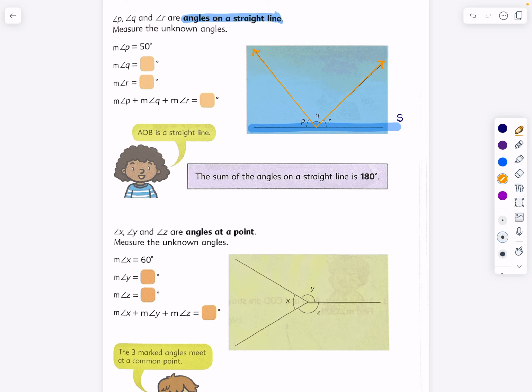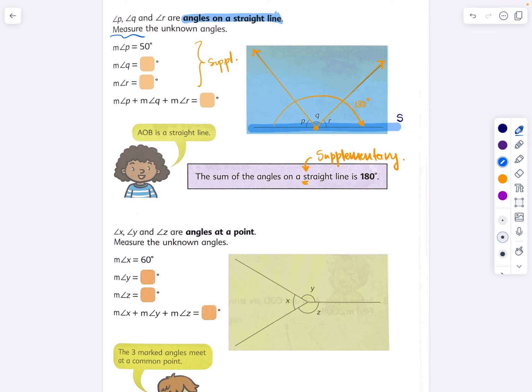Because these angles are all on a straight line, sharing the common vertex, all angles on a straight line always add up to 180 degrees. We also call these angles supplementary. This will come up in grade 6, but this is your enrichment. Angles on a straight line are called supplementary. Angles P, Q, and R are supplementary angles because they add up to 180 degrees and are located on a straight line. So what are their measures? It says measure the unknown angles.